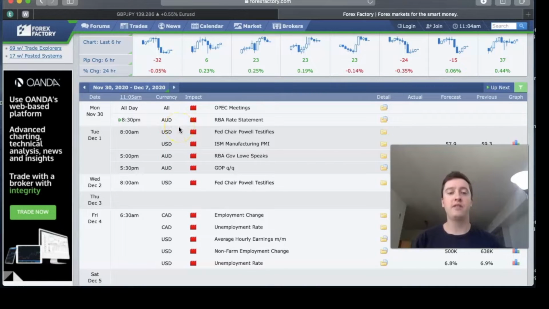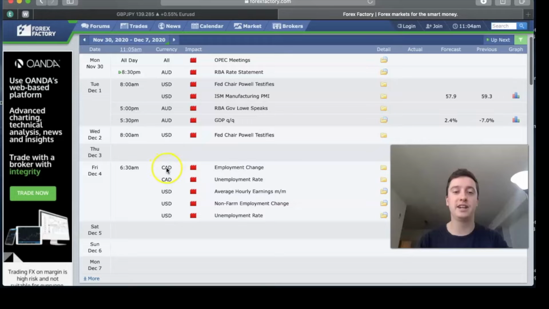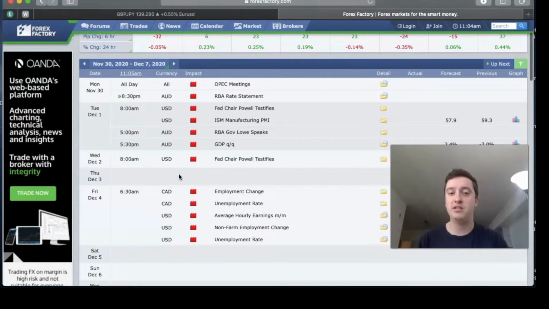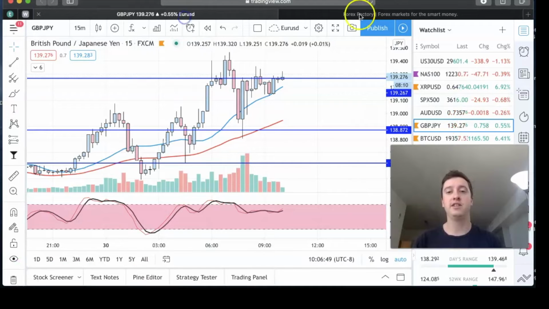So usually when we have a currency pair like AUD, I'll go to AUD USD. If we have a currency pair like USD, I'll go to USD JPY, USD CAD. If we have news on CAD, I'll go to USD CAD. If we have GBP, I'll go to GBP USD. So since we have AUD, let's go to AUD USD.